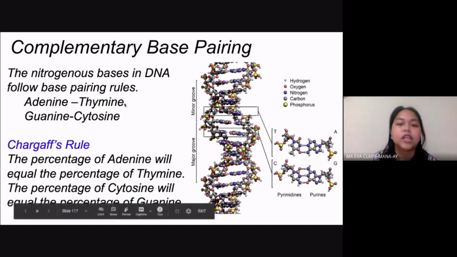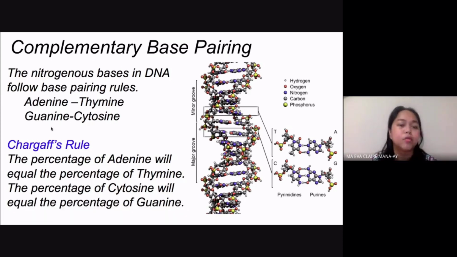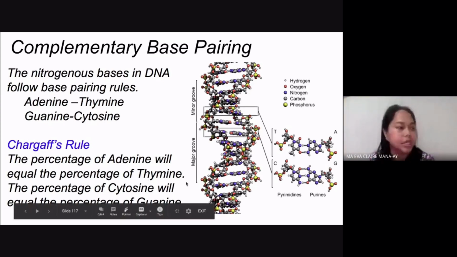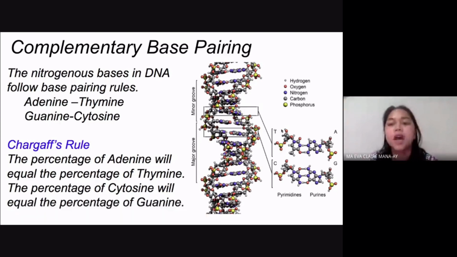Now, another thing that you need to remember, aside from AT and GC being your complementary base pairing rule, is that you also have Chargaff's rule. When you say Chargaff's rule here, the percentage of your adenine will always be equal to the percentage of your thymine. The percentage of your cytosine will always be equal to the percentage of your guanine. That means the number of thymine that you have in your DNA molecule would always be equal to the number of adenine that you have, because remember, your thymine and your adenine would always be pairs. The number of guanine that you have would always be equal to the number of cytosine that you have, because remember, they'd always be forming pairs.